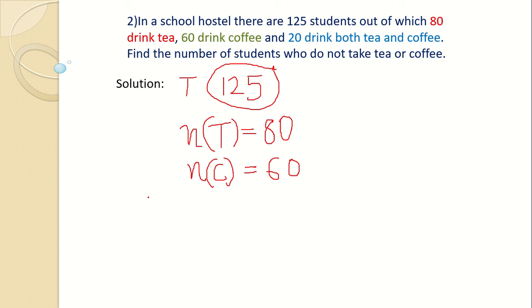And 20 drink both. Now I told you this word both is important. Both means what? They drink tea and coffee. And. I told you and means intersection. So that's going to be N of T intersection C is equal to, how much is that intersection? T intersection C is 20.